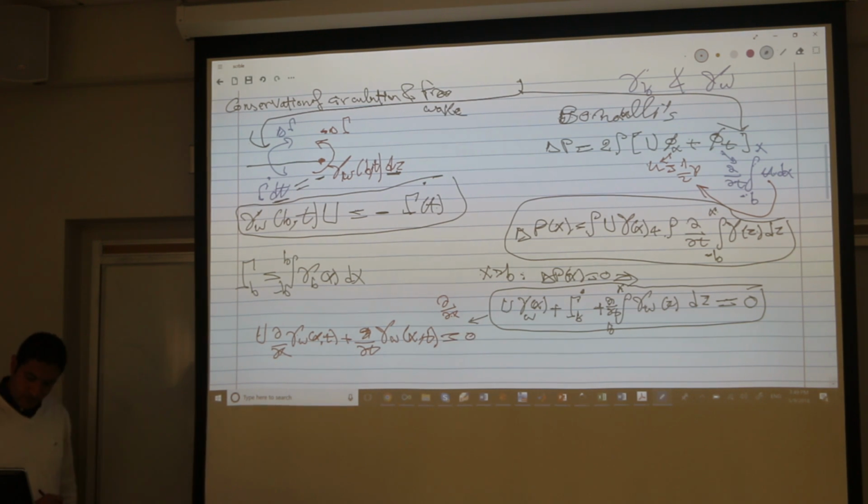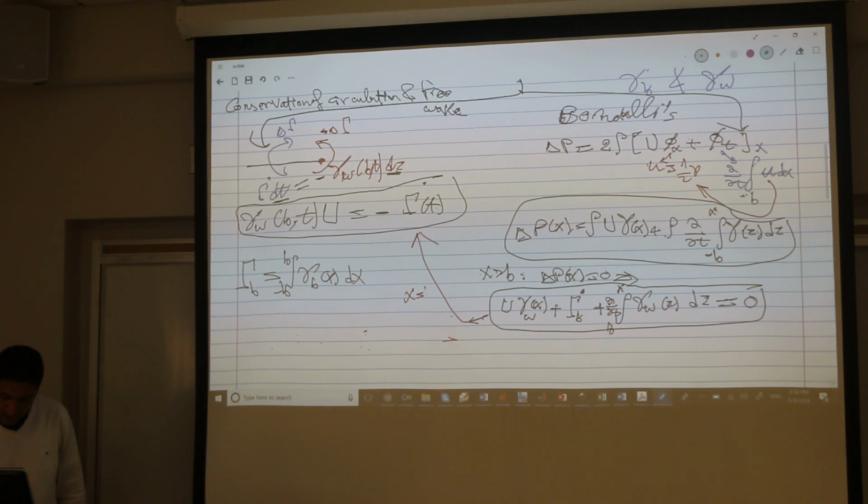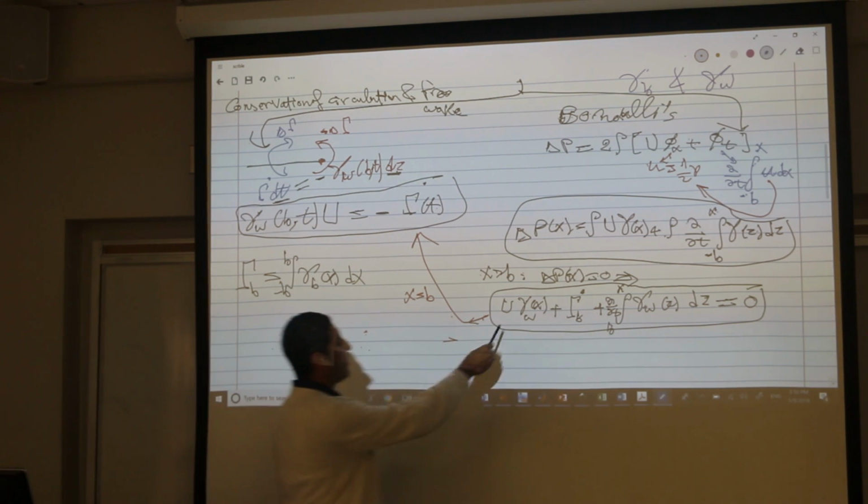This is 0. Okay? Actually, we don't need that. I'm sorry. I mean, we can do it this way, but this is longer. We don't need that. Just substitute x equals b here.